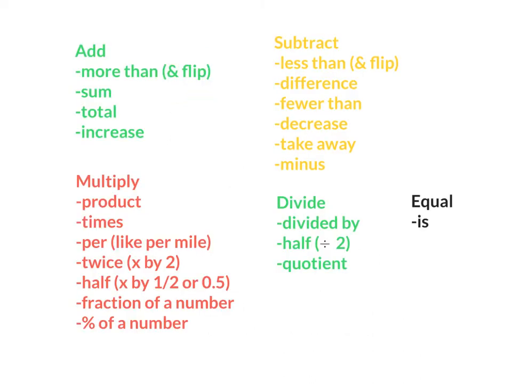Words that tell us to add are more than, sum, total, increase. Words that tell us to subtract are less than, difference, fewer than, decrease, take away, and minus. Words that tell us to multiply are product, times, per, twice, half, fraction of a number, percent of a number. Words that tell us to divide are divided by, half, quotient. And the word is always means equal.